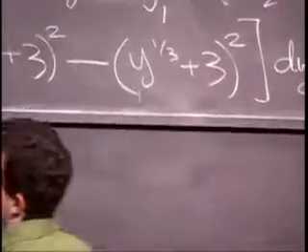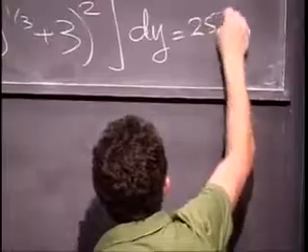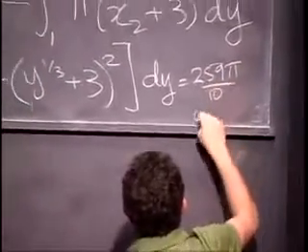And if you work that out, you better get 259 pi over 10 cubic units.